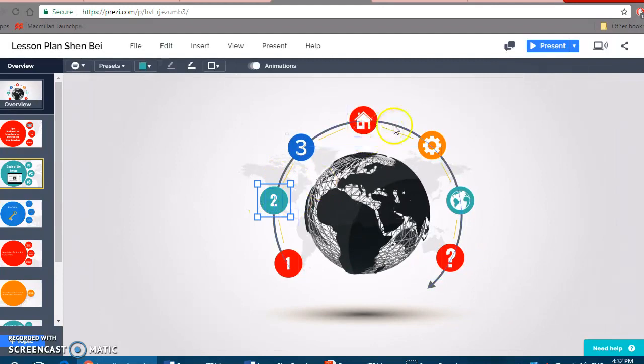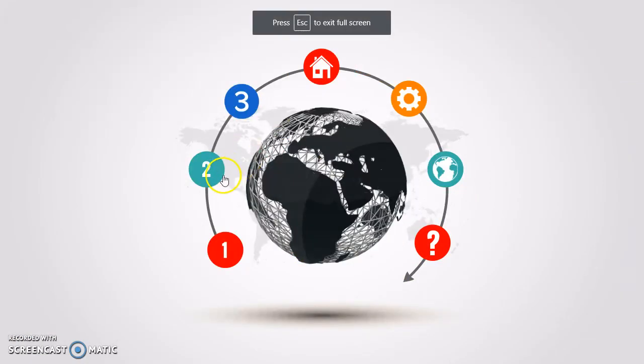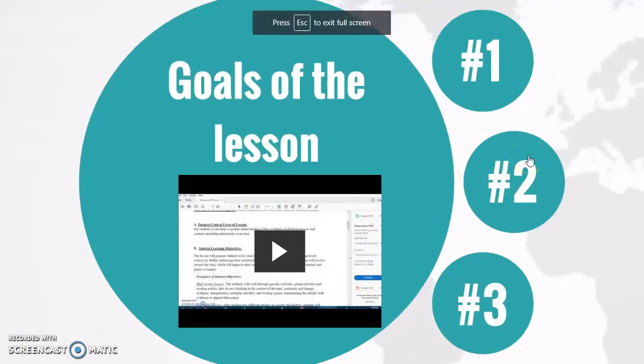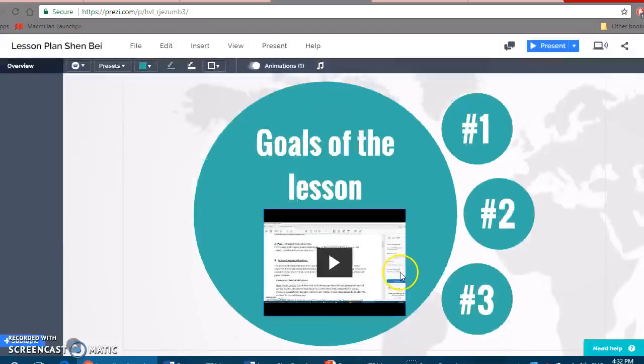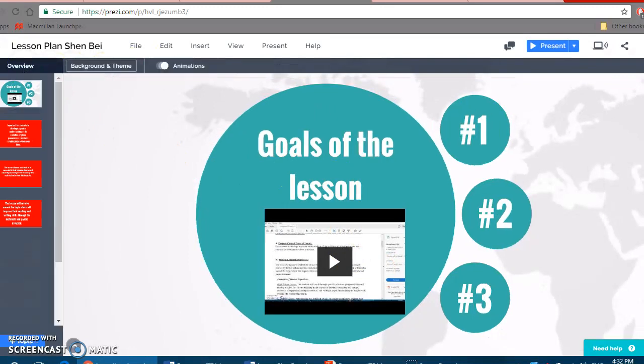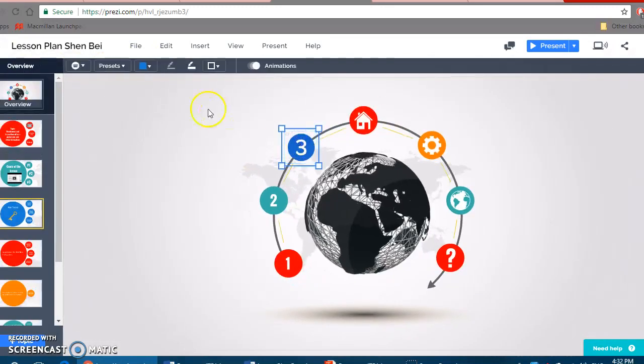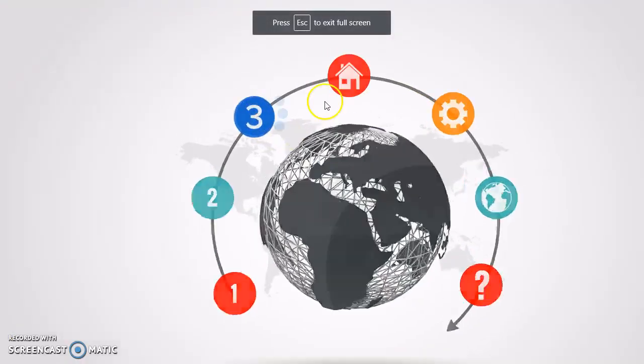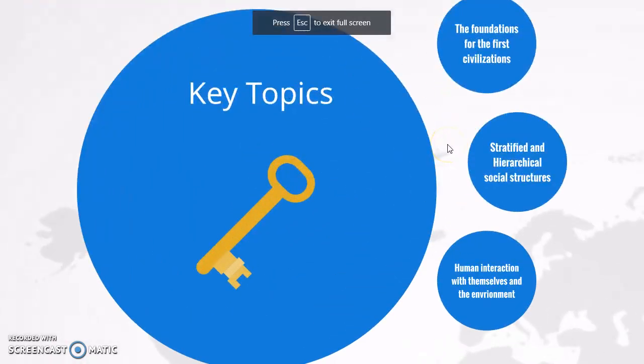So in the second bubble, we will see that it will give you a breakdown and an explanation of the goals of today. So there's a video on that as well. And the first, second, and third all pertain to the goals that you will be learning today. The third bubble will incorporate what the key topics are, like the foundations of the civilization, hierarchies, and the human interaction.